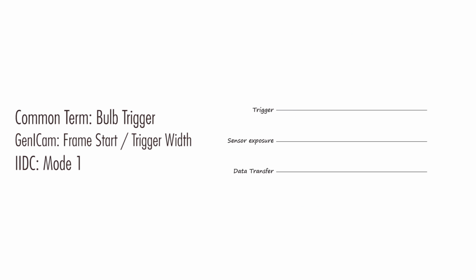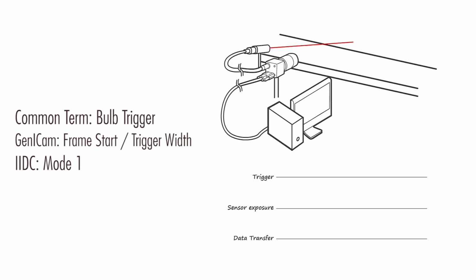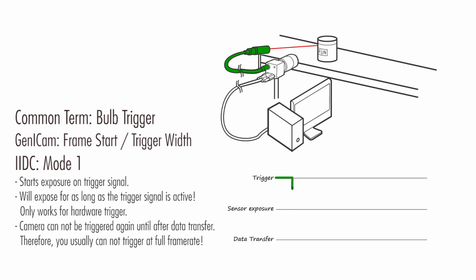Finally, we have bulb trigger mode, or frame start trigger width in GenICam or mode 1 in IIDC. In this mode, the exposure will last as long as the trigger signal is active. The camera can't be triggered again until after data transfer, so it's usually not possible to use this trigger mode at full frame rate.